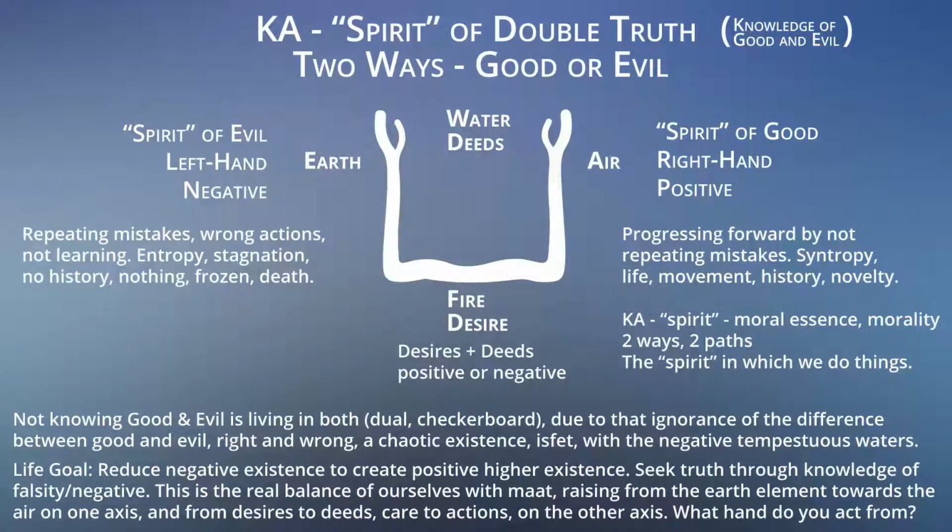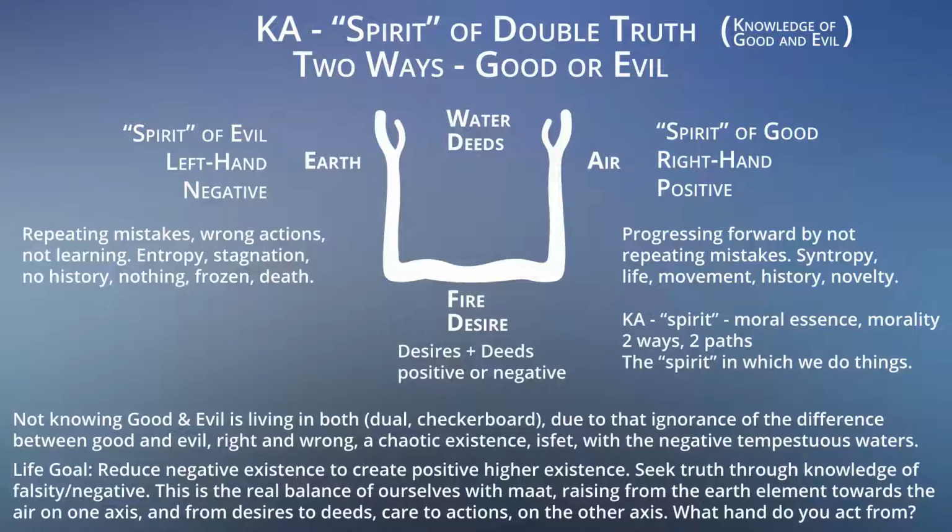So, what hand do we act from? What hand do you act from? Are you going to choose the left hand or the right hand? And if you say you're choosing the right hand, how do you know you are choosing the right hand of good and the positive? Believing that you're positive, believing that you're good, believing that you're moral, that's not really being positive and righteousness of the right hand. That's being ignorant.